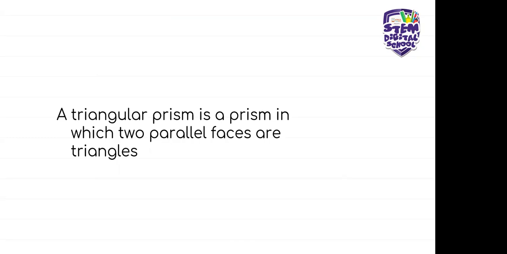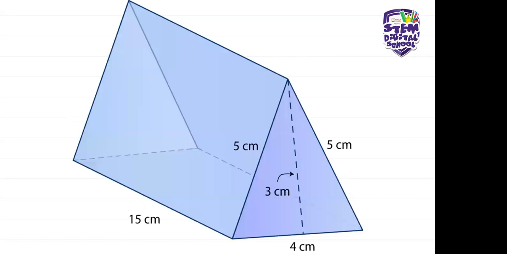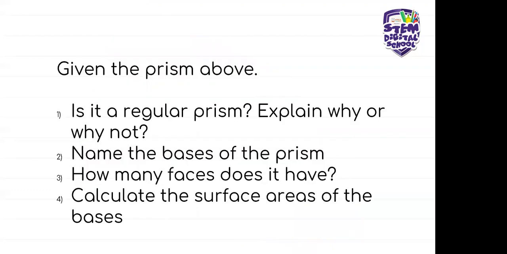You will recall the parallel lines in geometry. We said that 2 parallel lines cannot meet. That's how we define parallel lines. Even in this case, the parallel faces cannot meet. So we must explain the 2 parallel faces being the triangles in this case. After studying this particular prism, we need to be able to answer the following questions. The first one: is this a regular prism?